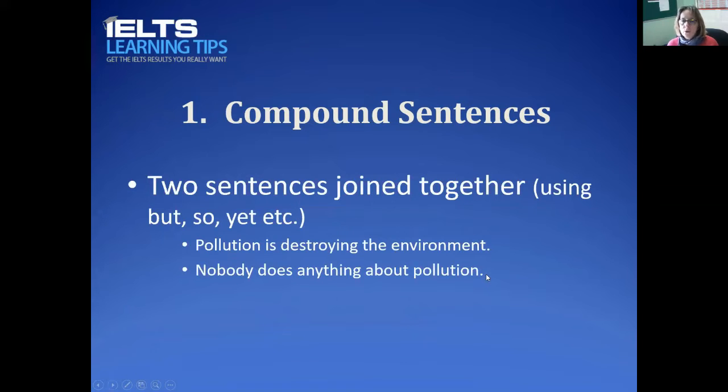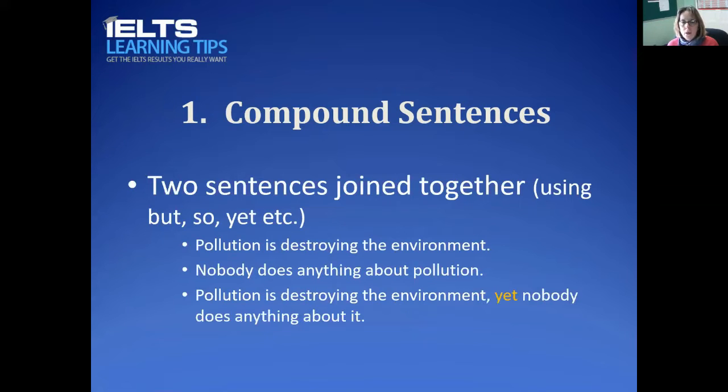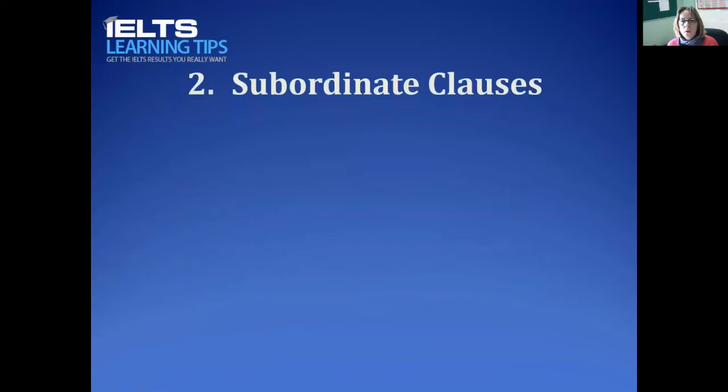And wherever you write 2 sentences and you're repeating the main topic, it should signal to you that there must be a way of combining these sentences to avoid that repetition. And here we can use yet. So pollution is destroying the environment, yet nobody does anything about it. So our second pollution is now a pronoun. So look out for those sentences where you're repeating the same words and find a way to combine them to avoid that repetition.